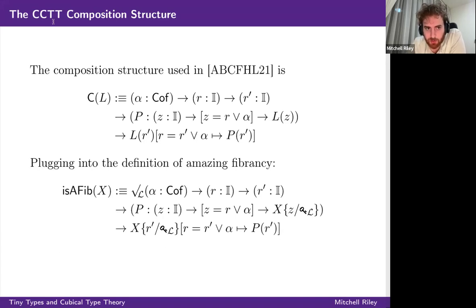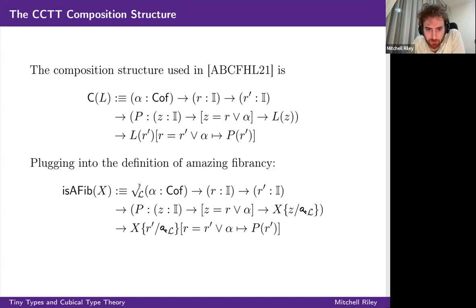So the composition structure, which gets used in Cartesian cubes, we can just write down using the stuff that we have so far, written explicitly. Written out, we're saying we've got a cofibration representing the sides of a box, and we've got two horizontal locations in the box, and a partial element which exists at one of those locations and the sides. Then we can get one at the other place, which matches everywhere they're both defined. And so we can just take this and plug it straight into our definition of amazing vibrancy.